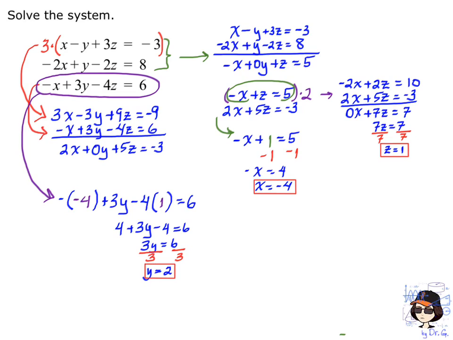So the key is to use a pair of the equations to eliminate a variable, then go back and use a different pair to eliminate the same variable, and you end up with a 2 by 2 system that you can solve. Then you use the solution to the 2 by 2 system to go back and find that third variable.